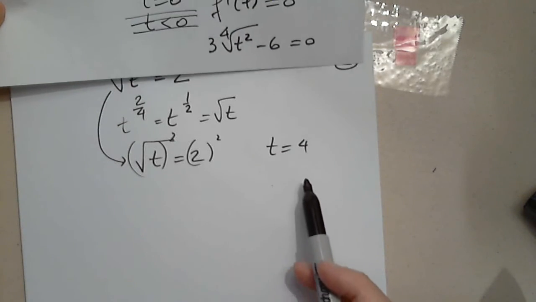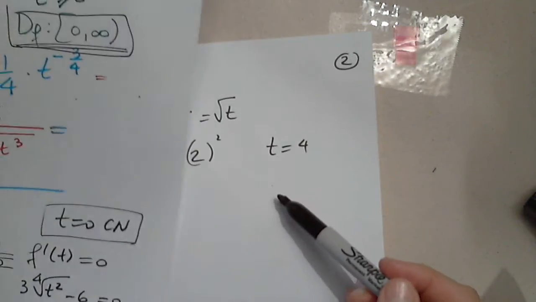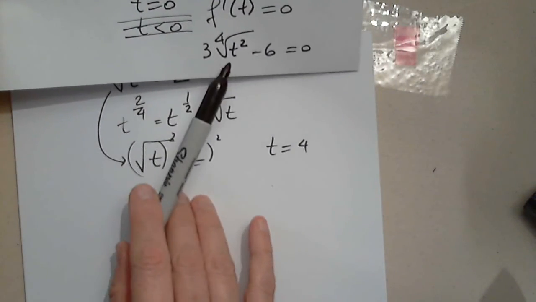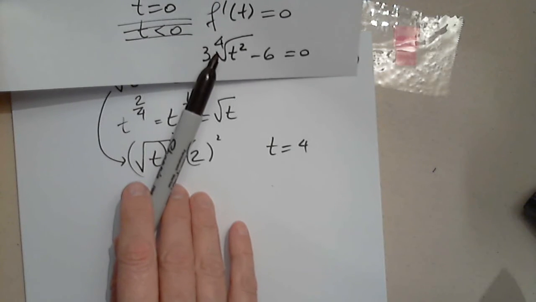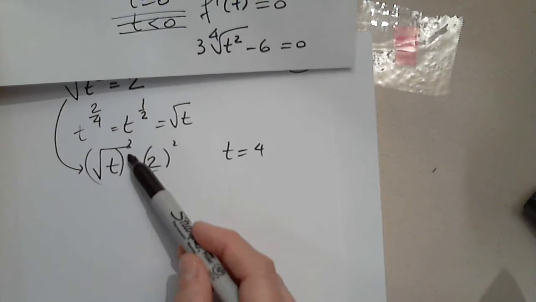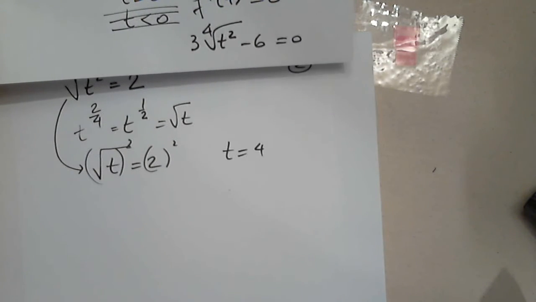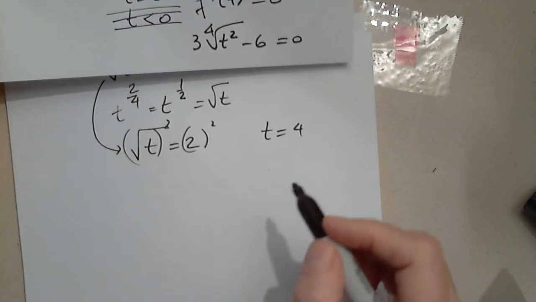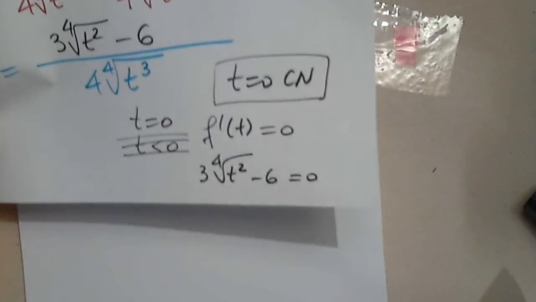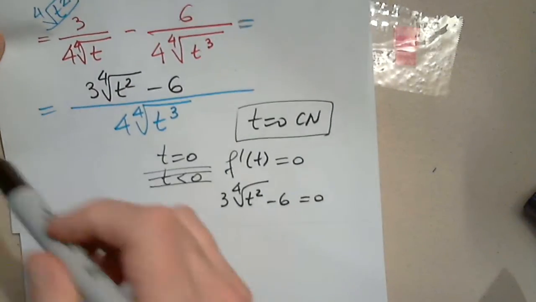But I have to make sure that, first of all, it's in the domain. Yes, it is. And I have to make sure that this is 0, right? 4 squared is 16. The fourth root is 2. 3 times 2 is 6. 6 minus 6 is 0. Every time I raise to a power, I have to check the solution. So it is correct. So this is the second critical number. Very interesting problem, Sean. Thank you. You always do that to me.